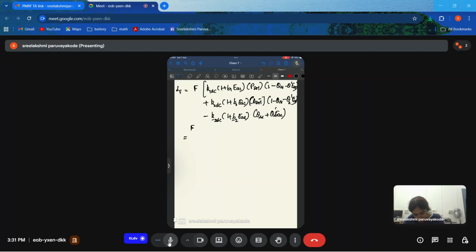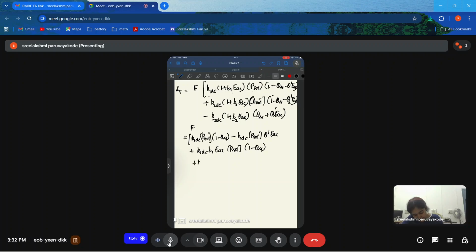So IF into K1 DC P solution (1 minus theta SS) minus K1 DC P solution theta dash EAC. Now I'm going to do it with V1 EAC. V1 EAC becomes K1 DC V1 EAC P solution (1 minus theta SS). What about the next term? K1 DC V1 EAC P solution into theta dash EAC. There is theta dash EAC into EAC, that means EAC square, value small, so we can neglect it. We don't need to consider that.